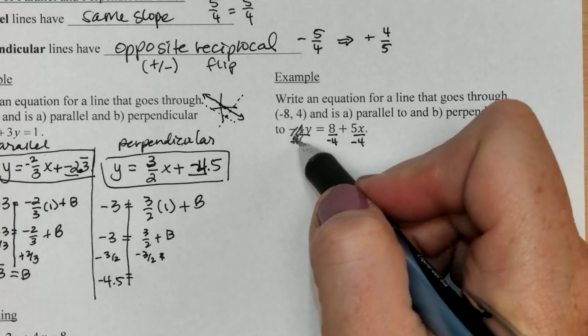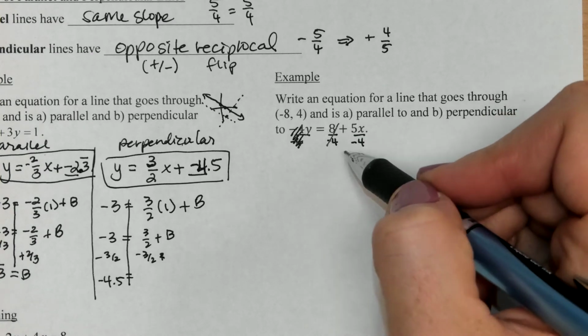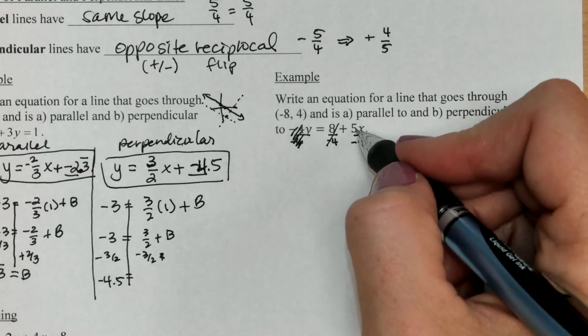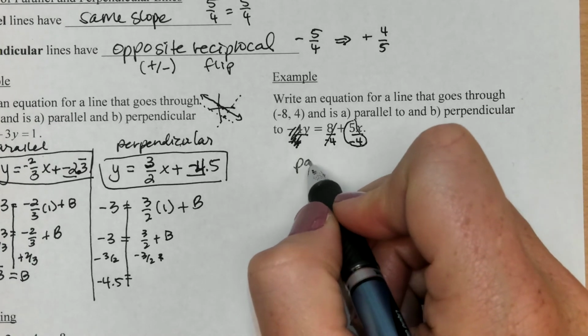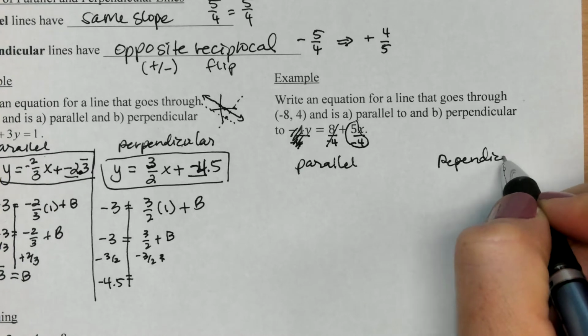And once this cancels, what I really care about is just this part, the part with the x. I don't really care about the y-intercept because I'm not going to get to use it. I have to find a whole new one. So my slope is -5/4. So I've got my parallel that I'm going to find, and then my perpendicular. So we'll do one of each.